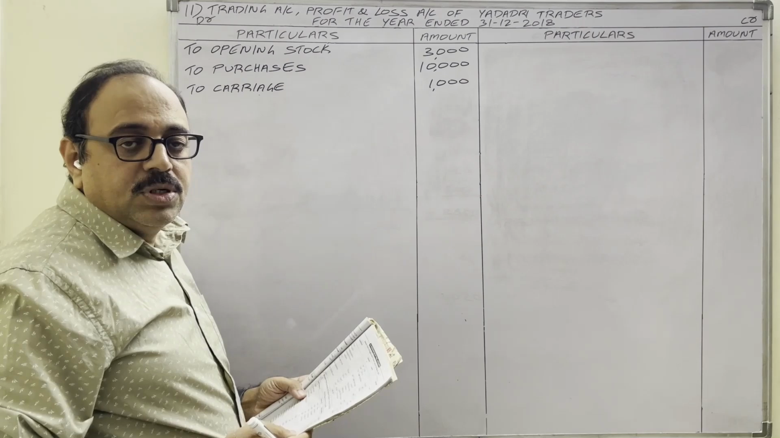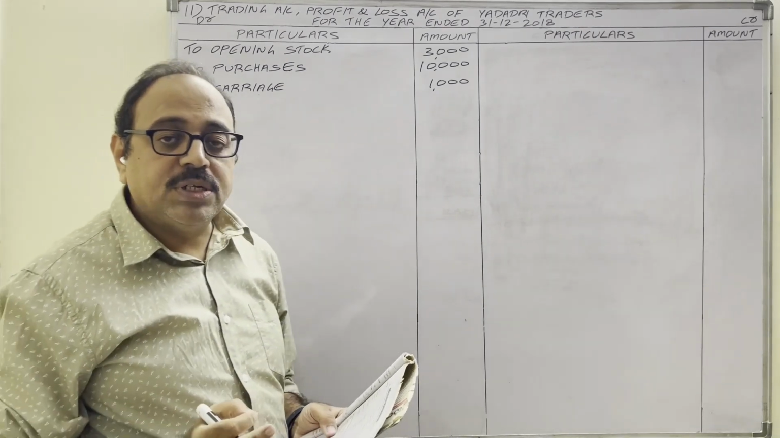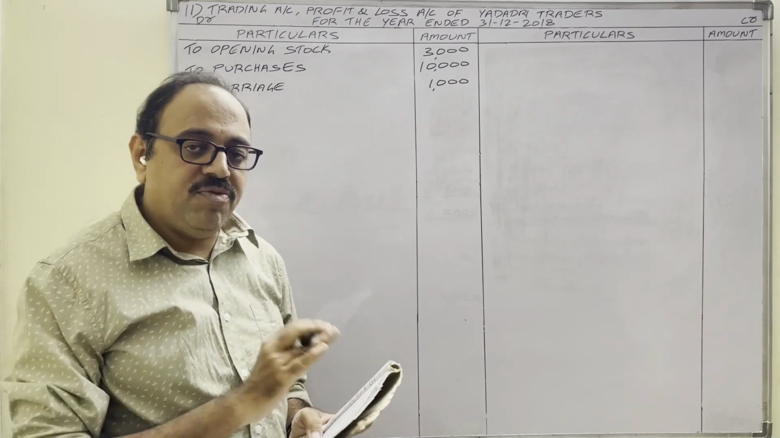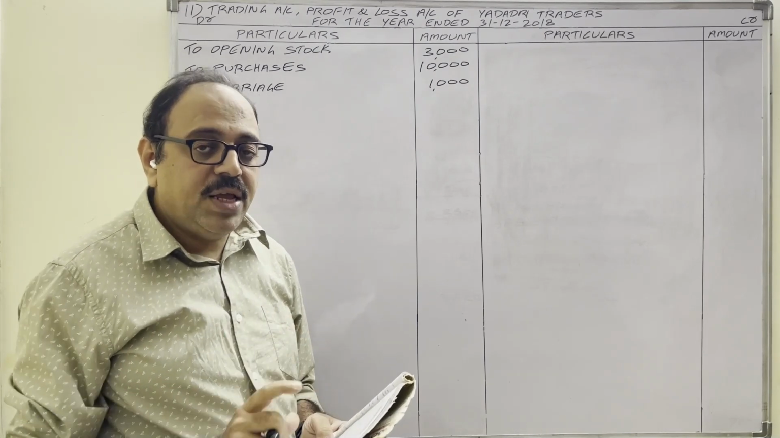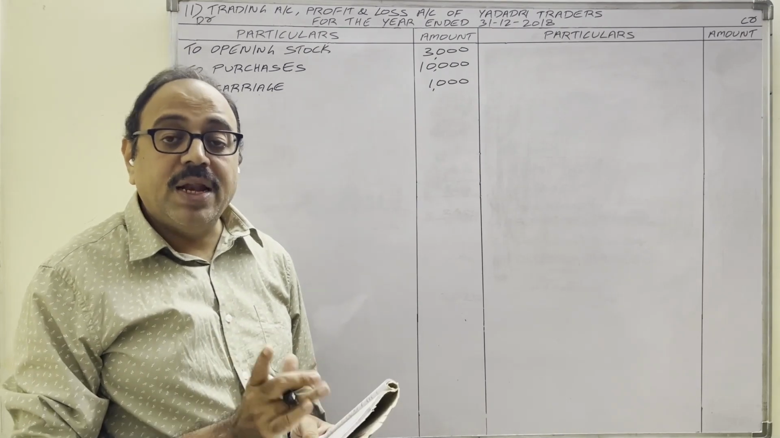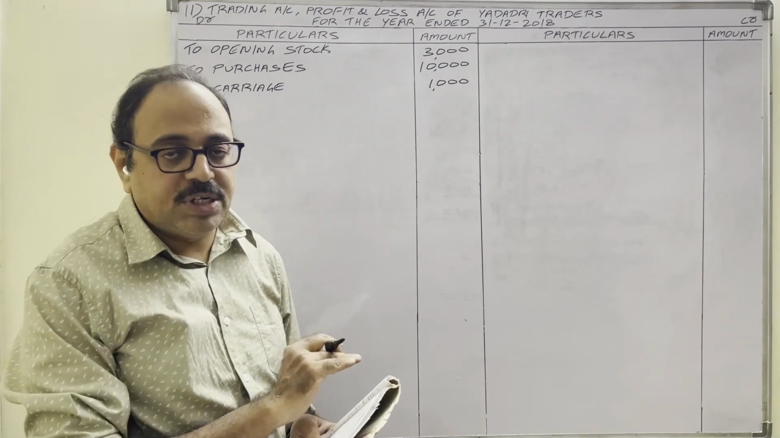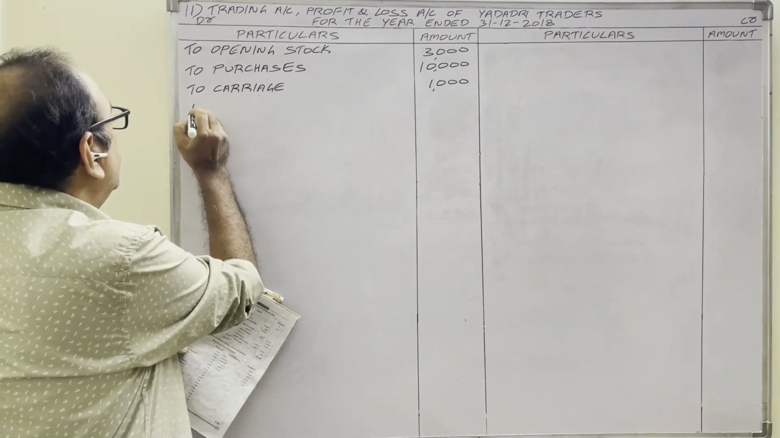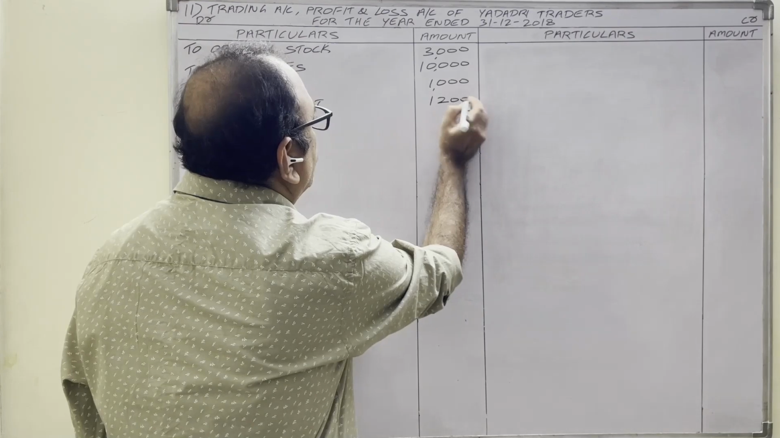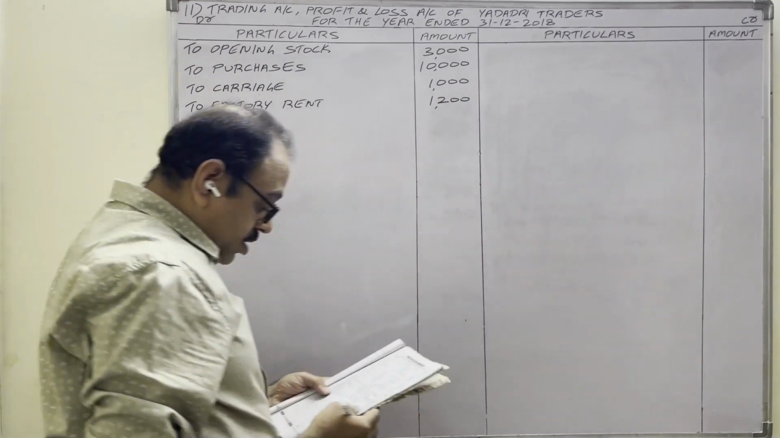Factory rent. All factory related expenses are direct expenses, because in the factory only we manufacture goods, no? So factory expenses are manufacturing related expenditure. Therefore direct expenditure, trading account, debit side, 'To factory rent, 1,200 rupees'. No adjustment, therefore the amount goes in the outer column.